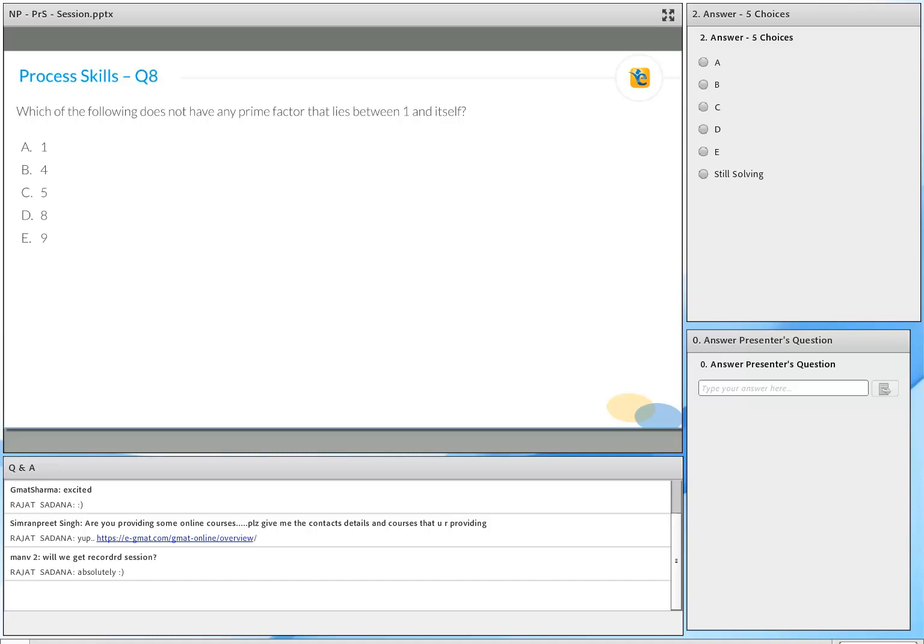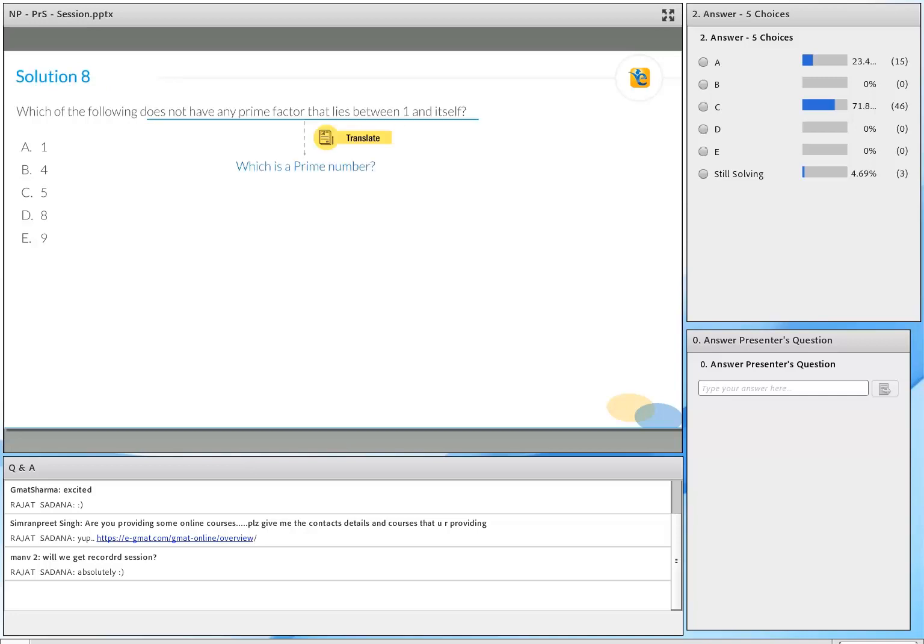All right, this one should be relatively straightforward. I'm going to broadcast the results now. The correct answer over here is choice C. And I know few of you have selected choice A. Which of the following does not have any prime factor that lies between one and itself? This is a classic example of translate process skill. Essentially, what the question is asking us is, which of the following is a prime number? Because only a prime number has no prime factor that lies between one and itself. So the correct answer over here is 5. 5 is the only prime number over here.